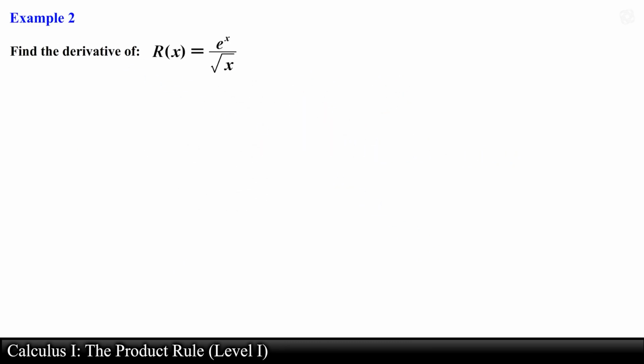Find the derivative of r of x equals e to the x over the square root of x. Notice that in this example, we have a quotient of two functions. At first glance, it seems that we cannot use the product rule to find the derivative of this function. It turns out that we can actually apply the product rule to this function.